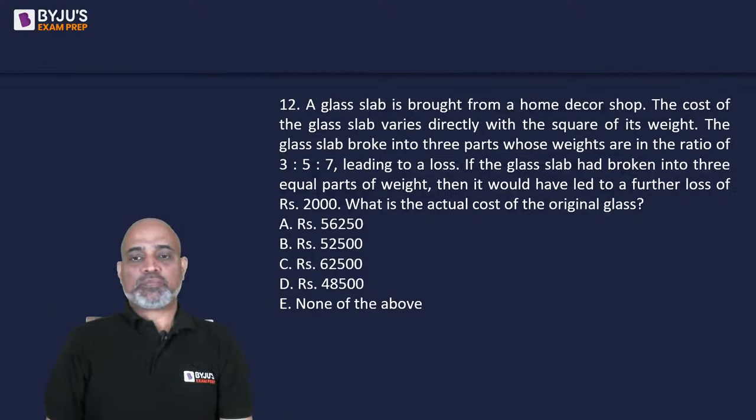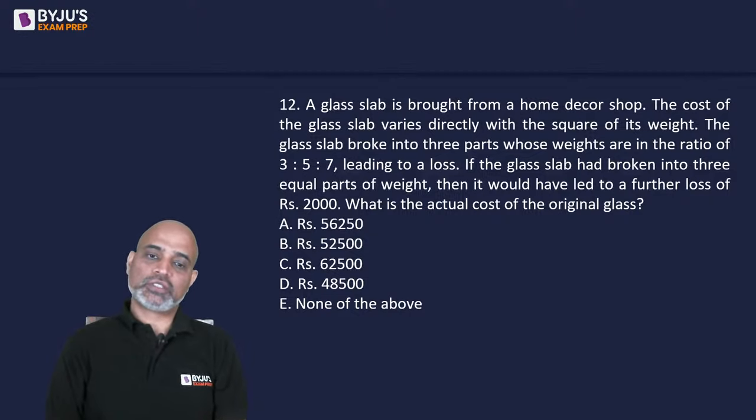A glass slab is brought from a home decor shop. The cost of the glass slab varies directly with the square of its weight. The glass slab broke into 3 parts whose weights are in the ratio 3, 5 and 7, leading to a loss. If the glass slab had broken into 3 equal parts of weight, then it would have led to a further loss of rupees 2000. What is the actual cost of the original glass?